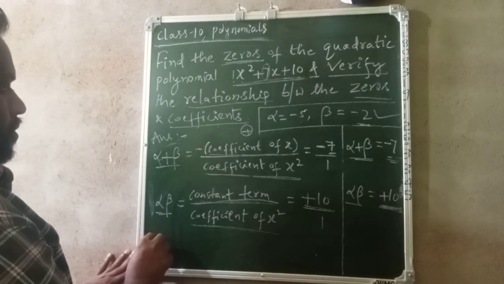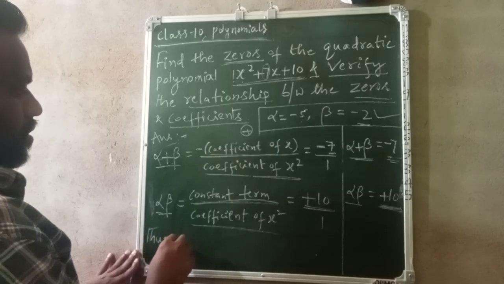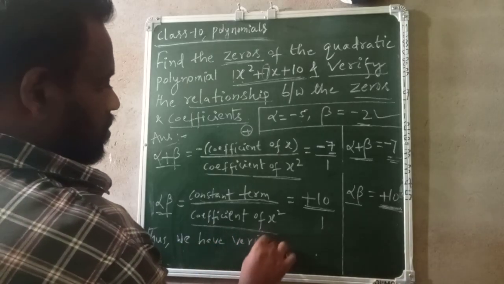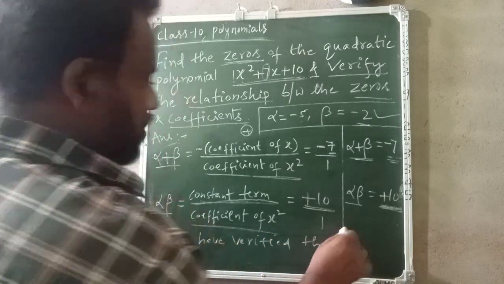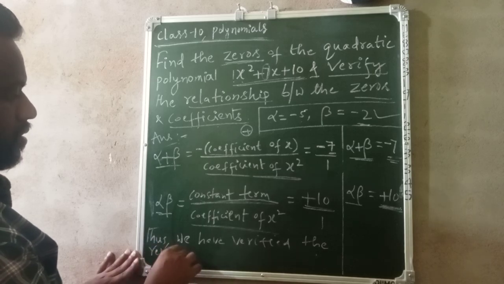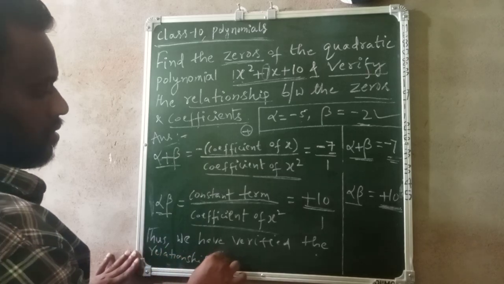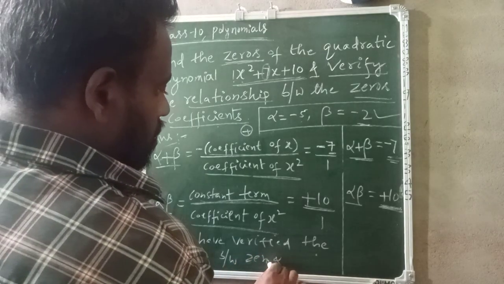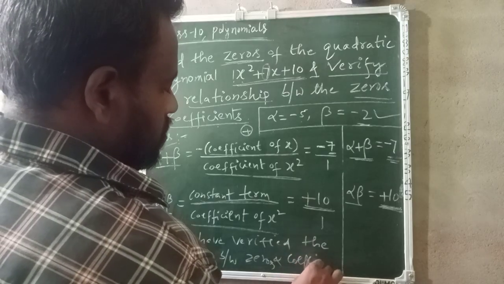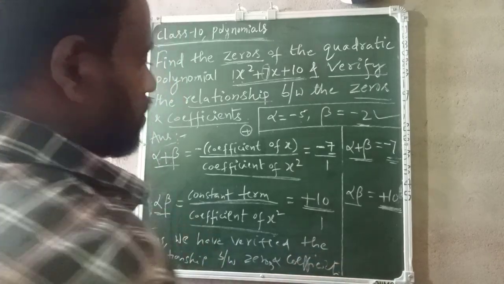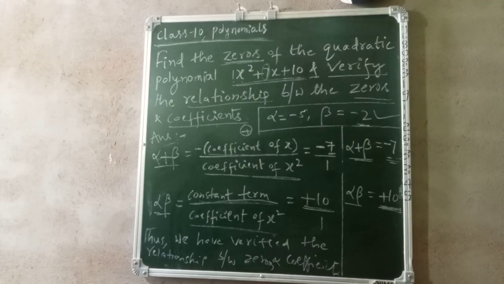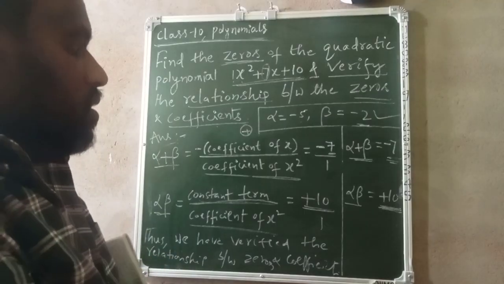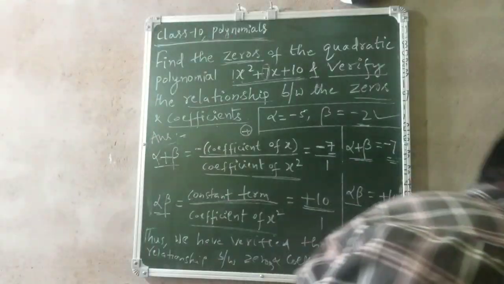Yeah, I will write here. Therefore, thus we have verified the relationship between zeros and coefficients. Okay, that's all. So the question is solved fully. That's all. So okay, we have solved the question.